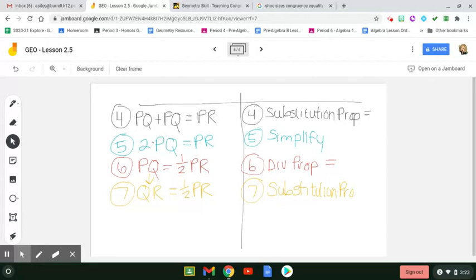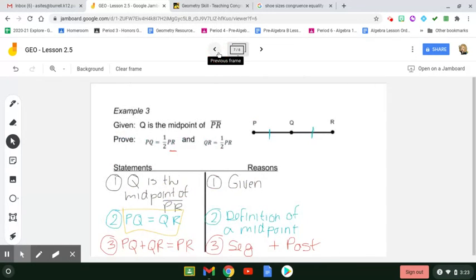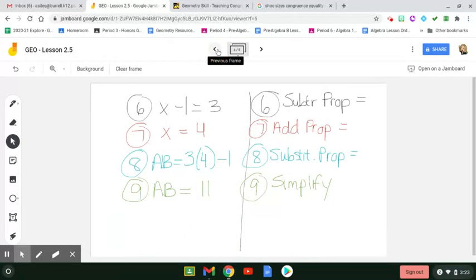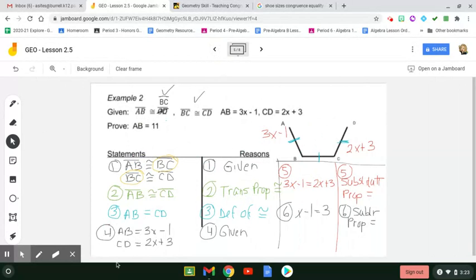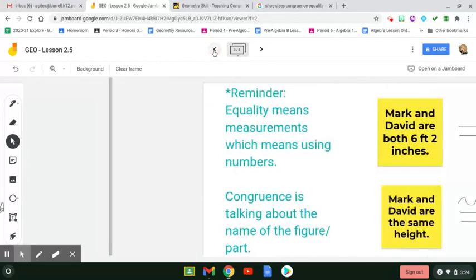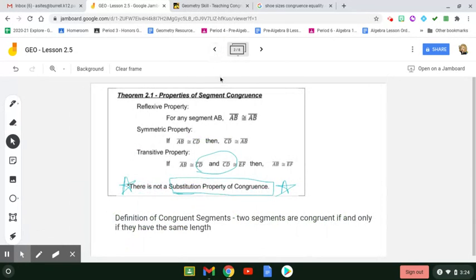Okay, so we just did 3 proofs together. We used some of the properties from before. We threw in some segment addition postulate, some definition of a midpoint, but the big one for today that you're going to be using a lot, that's going to get you from congruence to equality, is this definition of congruence. I'm going to go back to where you saw it in your notes. So this definition of congruent segments right here is the one that gets you from equality to congruence.